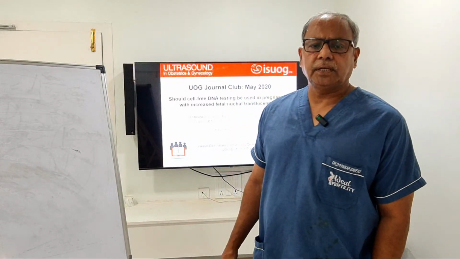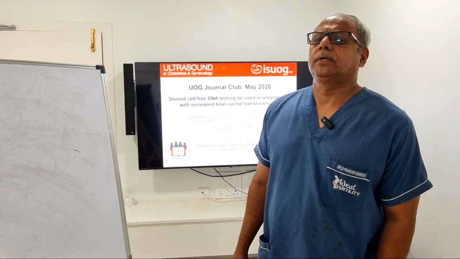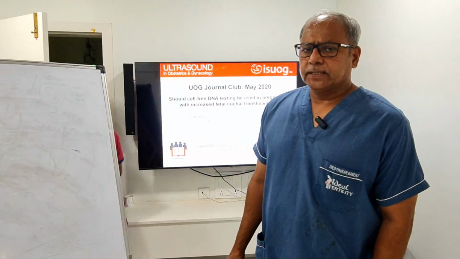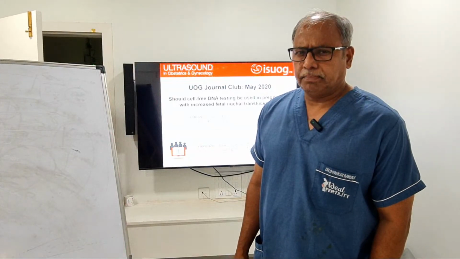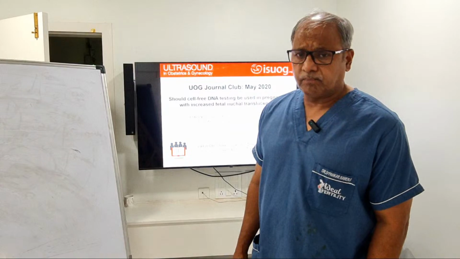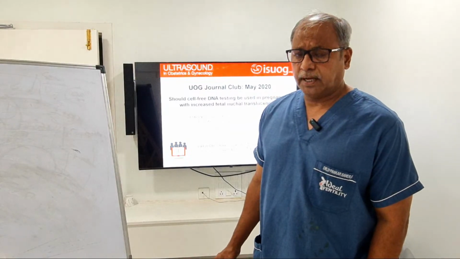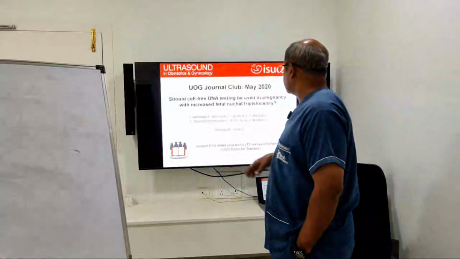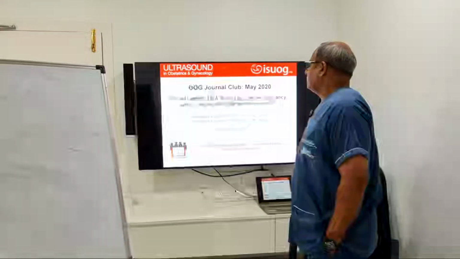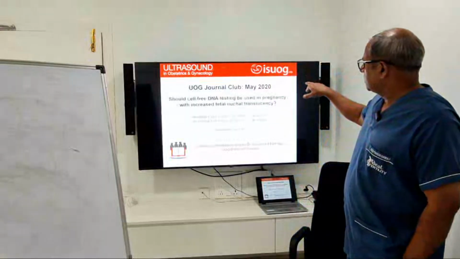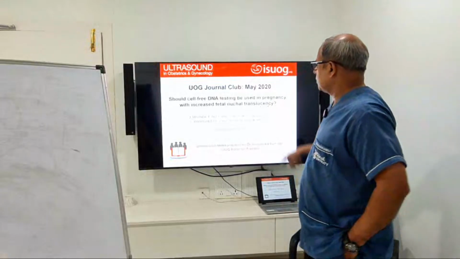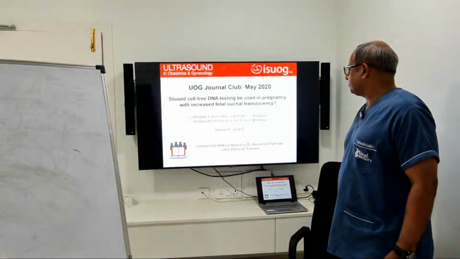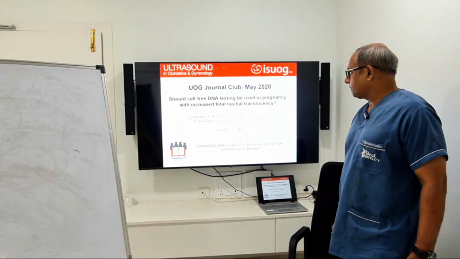The second part of today's journal club is basically on fetal medicine. Ashita has covered very well the culture media part and the culture system, one part of the IVF lab, and I will be covering a journal club from ISUOG. A published report: should cell-free DNA testing be used in pregnancy with increased fetal nuchal translucency?